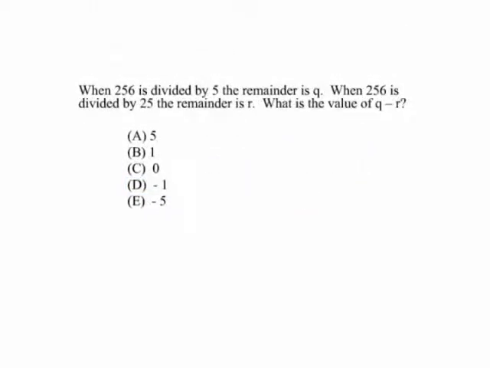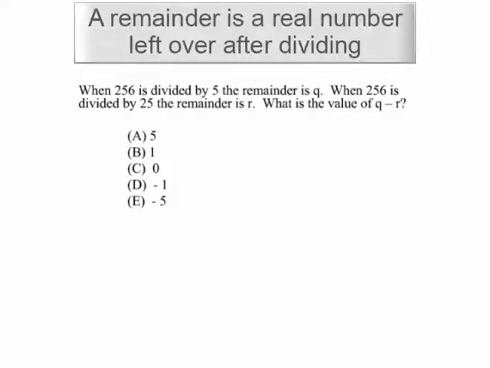When 256 is divided by 5, the remainder is q. When 256 is divided by 25, the remainder is r. What's the value of q minus r? Looks hard until you remember a remainder is a real number left over after you divide one number by another number. Remember, there's something left there. It's not just a decimal.